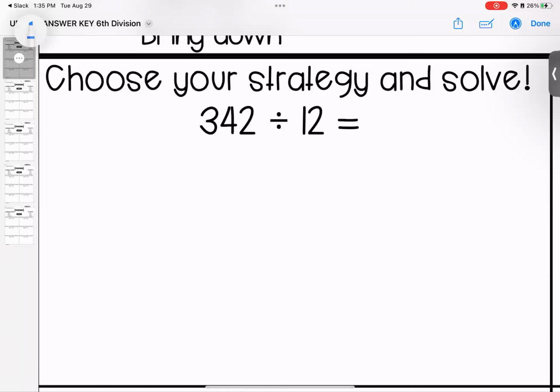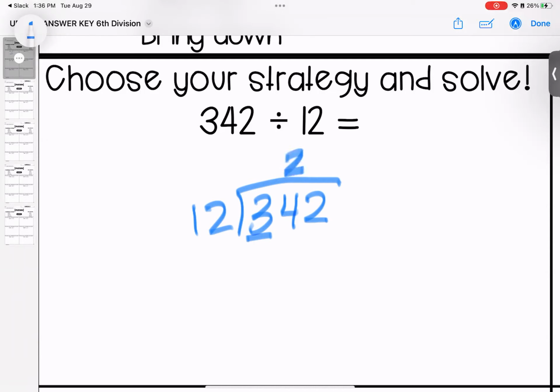First page, let's do some traditional. So I'm going to put my 342 on the inside. I'm going to put my 12 on the outside. And every time, I'm thinking of my groups, groups of 12. So how many groups of 12 can I take out of 3? I can't. How many groups of 12 can I take out of 34? I can take 2 because 2 times 12 is 24. And when I subtract, 34 take away 24 is 10.